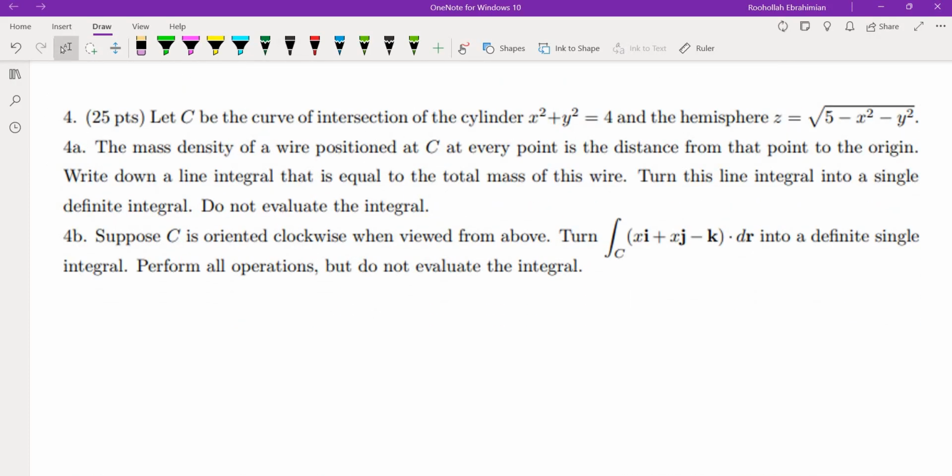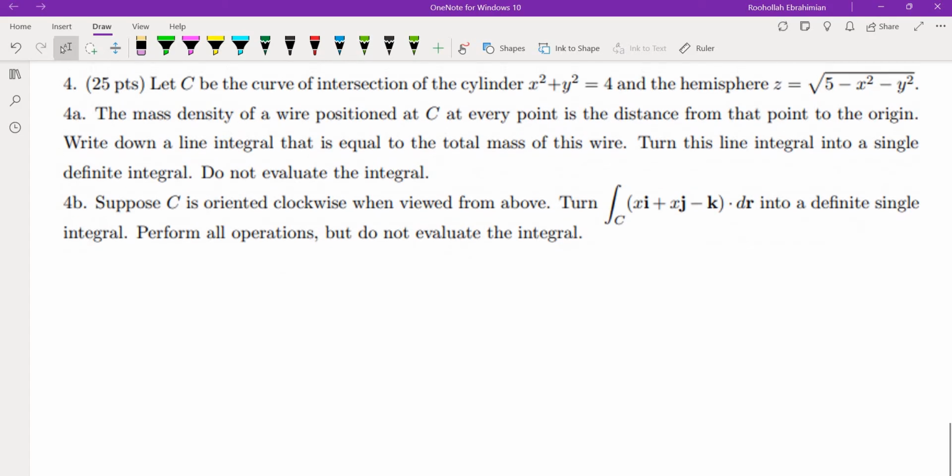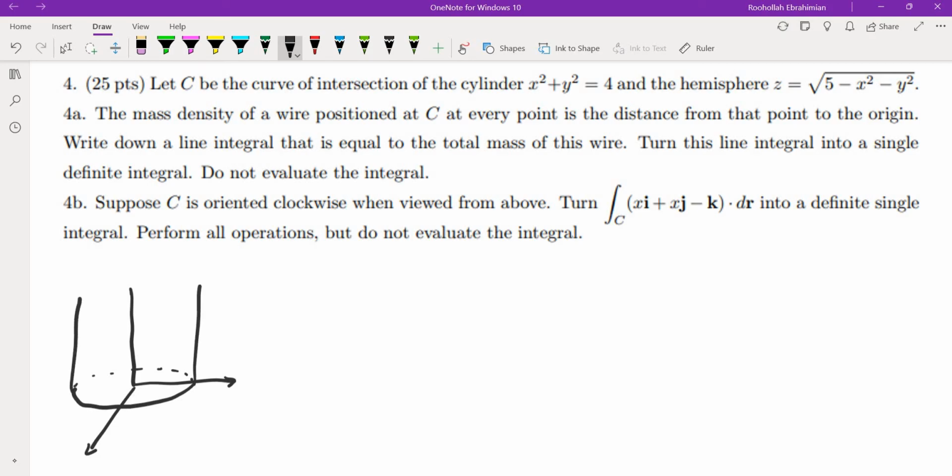Let C be the curve of intersection of the cylinder x squared plus y squared equals 4. So we'll go ahead and draw the diagram for this. So this is x squared plus y squared equals 4, and the hemisphere z equals root. The radius of this cylinder is 2. The hemisphere has a radius of root 5. So if you square both sides, you get root 5 for the radius. So it's a little bit larger. So you have something like this. And this is z positive.